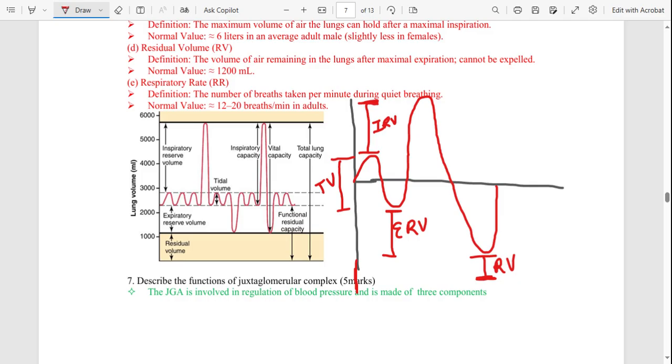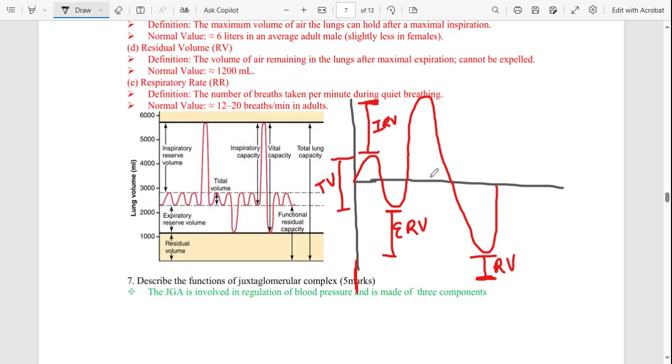So these are the volumes you need to know: the tidal volume, inspiratory reserve volume. The reserve volumes are not a combination. The inspiratory reserve volume is just the amount of air that you are going to forcibly breathe in, excluding the part that you normally breathe in and out. The expiratory reserve volume is the amount of air that you can forcefully breathe out, besides the normal that you can just breathe out. And then you have the residual volume.